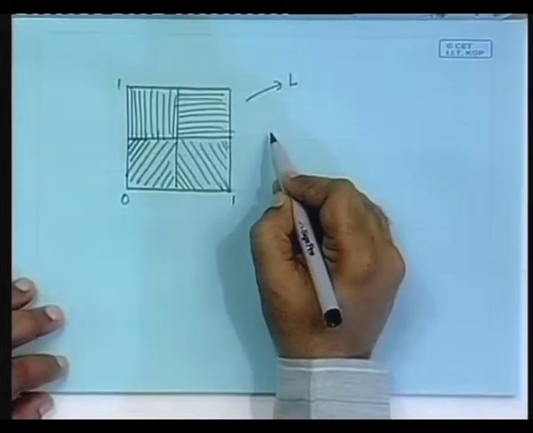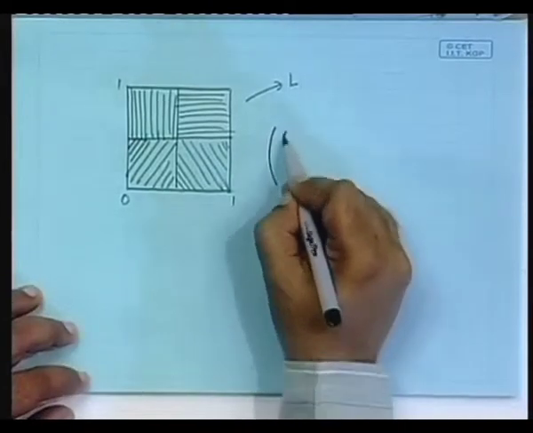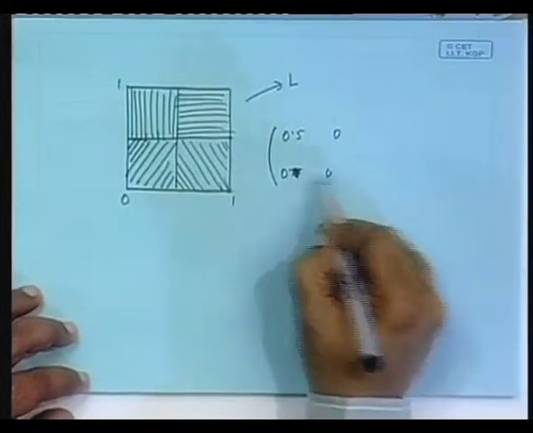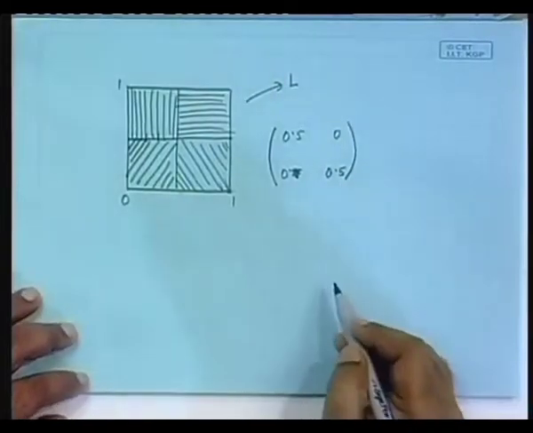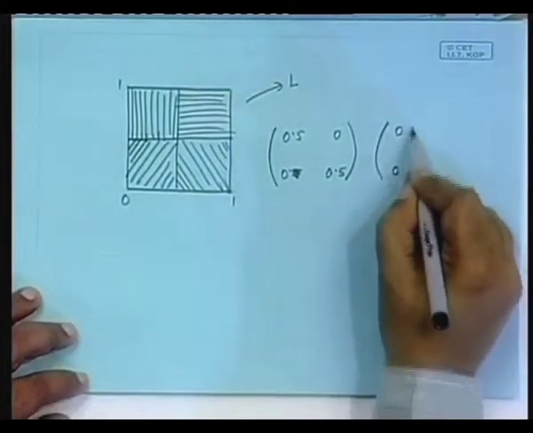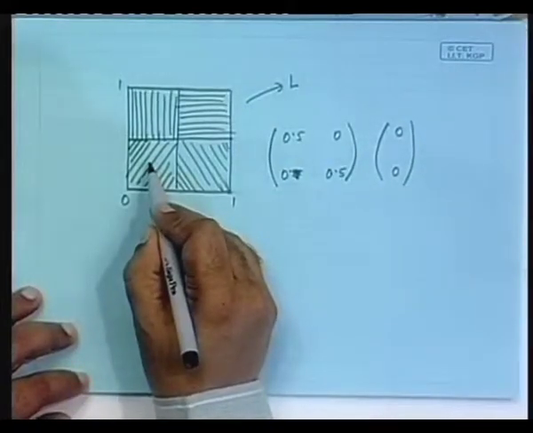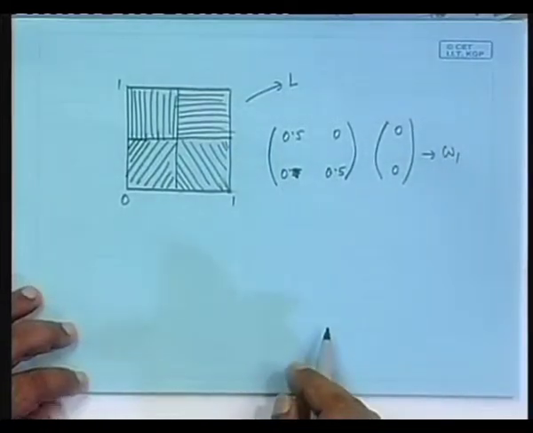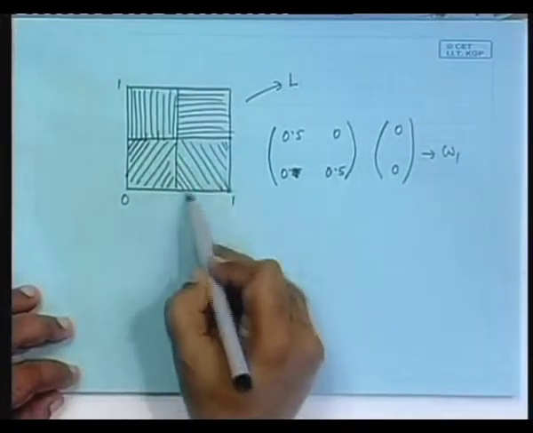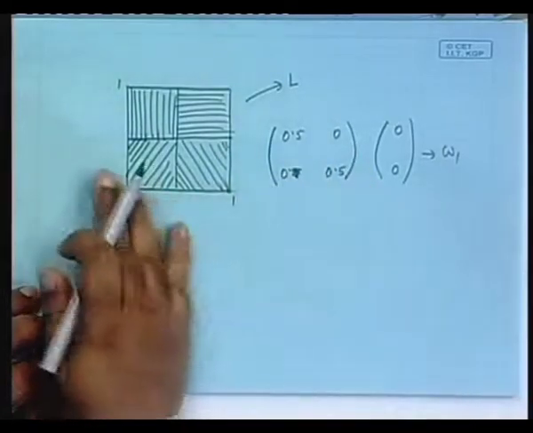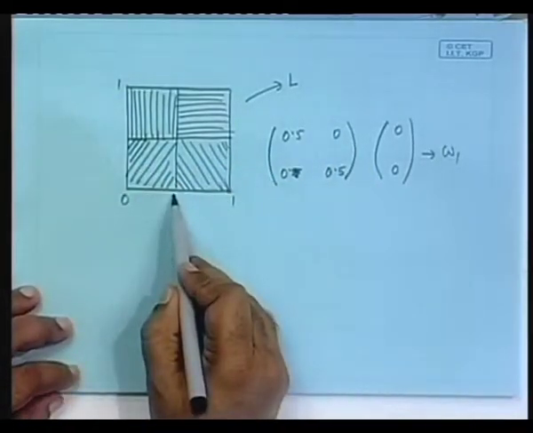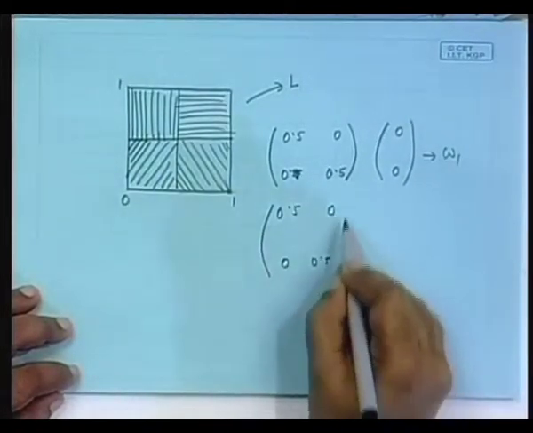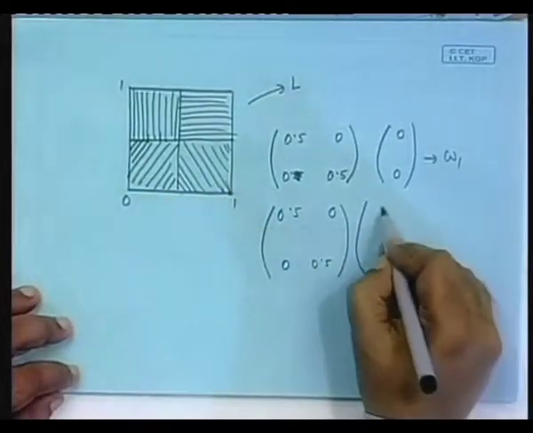Yes, 0.5, 0.5, 0, sorry, and E F would be 0, 0 for this one. So this is, when you want to generate this one, it will be the same thing shifted by 0.5. So 0.5, 0, 0, 0.5, shift it along the x axis, right.